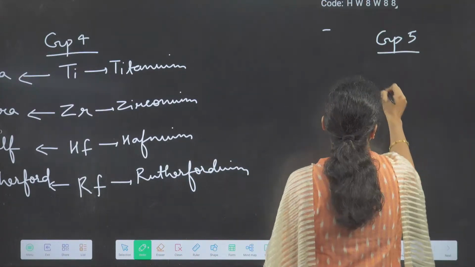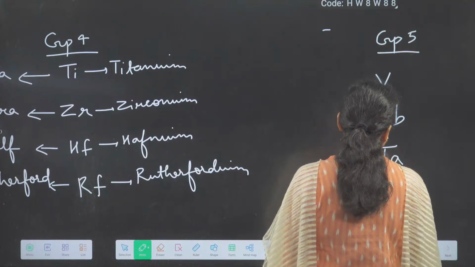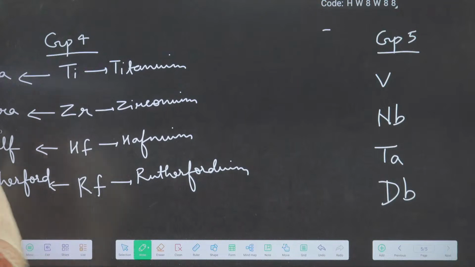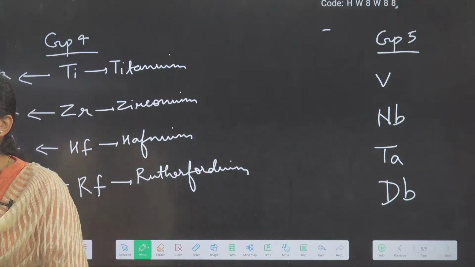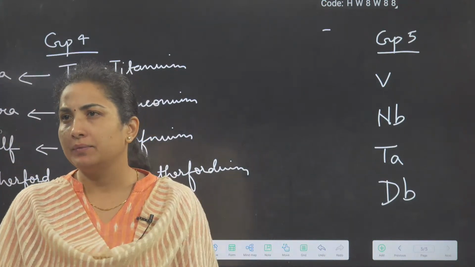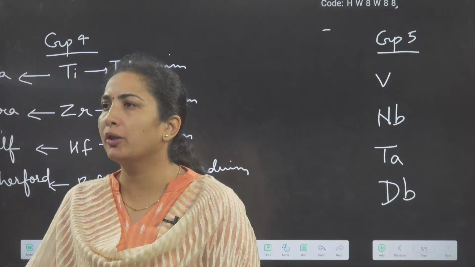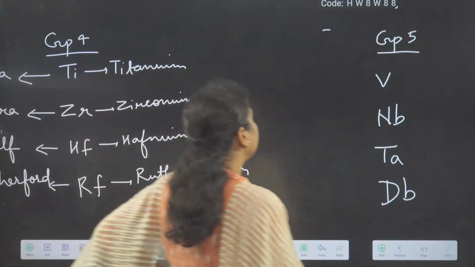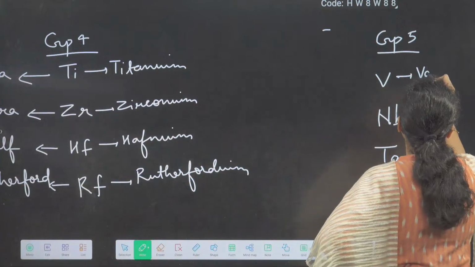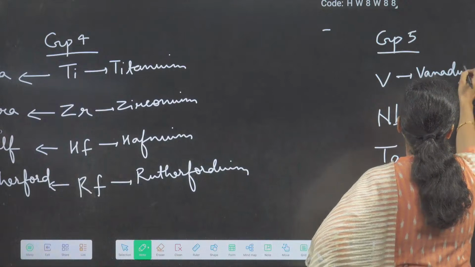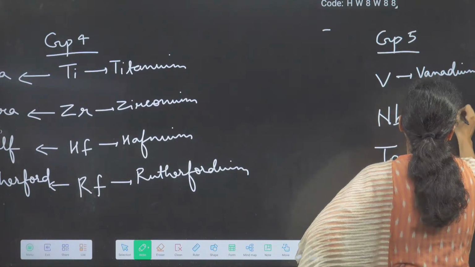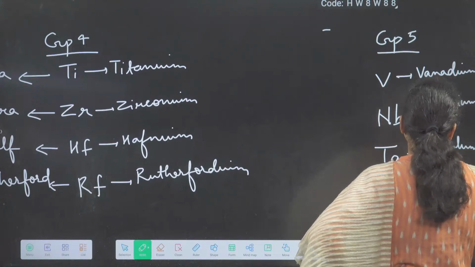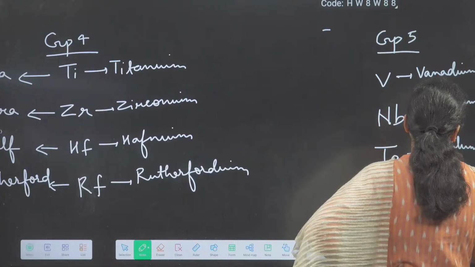Group 5. V for vanadium. Then Nb is for niobium. Ta is for tantalum. Good. Db is for dubnium. So I'm going to write down here vanadium, niobium, then tantalum, and you are having here dubnium.